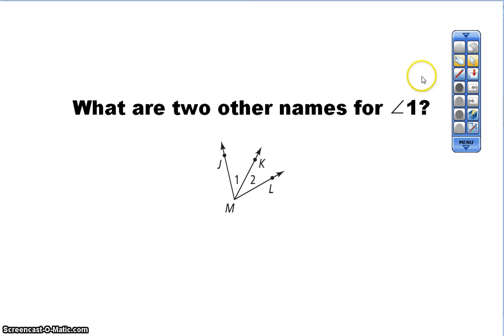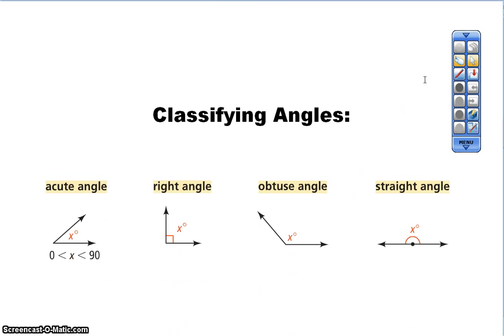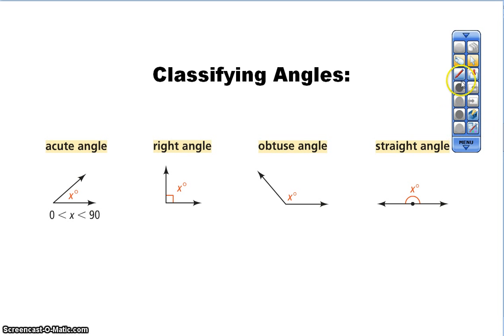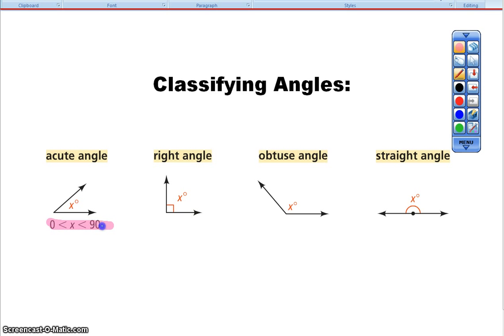Okay, you can also classify angles, and you can classify them four different ways. This should all be review for you. There's an acute angle. An acute angle is between 0 and 90. I believe you need to write the between 0 and 90 right here on your worksheet or your note sheet.